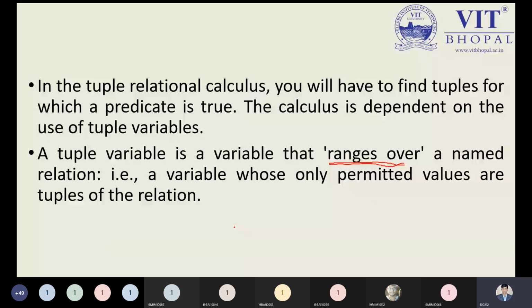Yes, can you give me some idea what is meant by ranges over? Yes, student, you have to speak here. You can't keep yourself muted. Please just try to speak something over here.